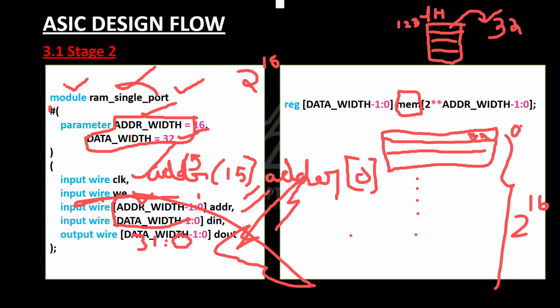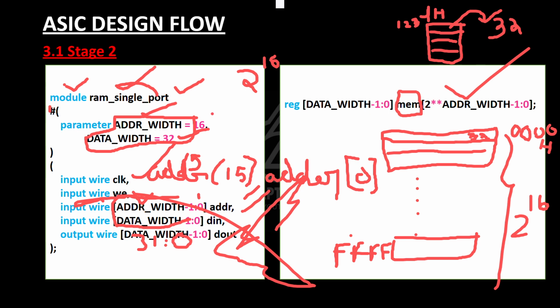It means if the first location is 000H, the last location will be FFFH, because F means all ones, right? Because we represent the locations in terms of 2 power 16, where 16 is the address width. So I'm going to explain one example. This is the case, okay. These are the specifications and requirements given to us by the user or the client.